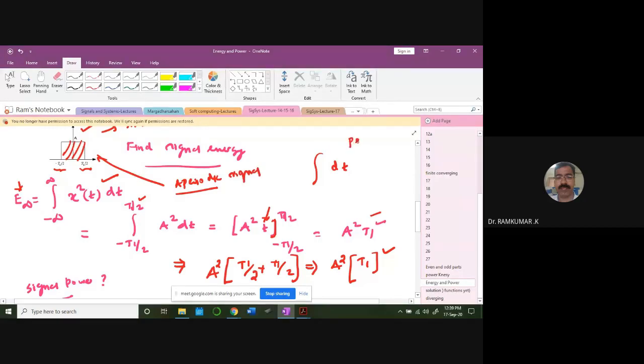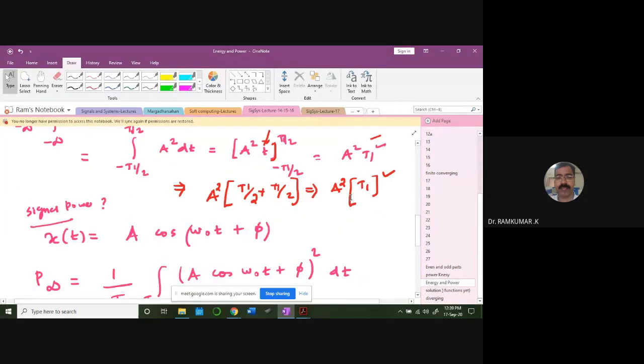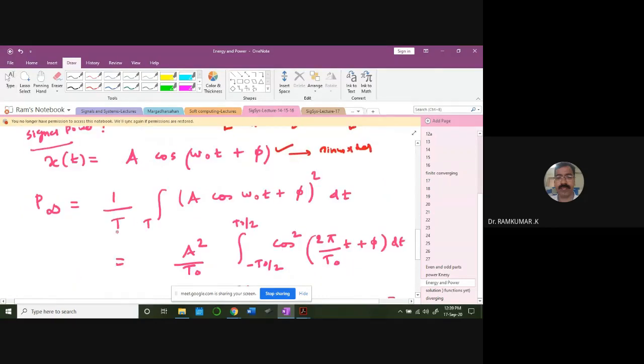But for a periodic waveform, I'm going to compute power. X of t is like this. This is a periodic waveform, a sinusoidal waveform, so I'm going to compute the power. It's going to be the average value. Over one period, I work out 1 by T of that signal area, between minus t naught by 2 and plus t naught by 2. A square comes out, 1 by t naught for one period, and it's cos square of 2 pi by t naught t plus phi, dt.